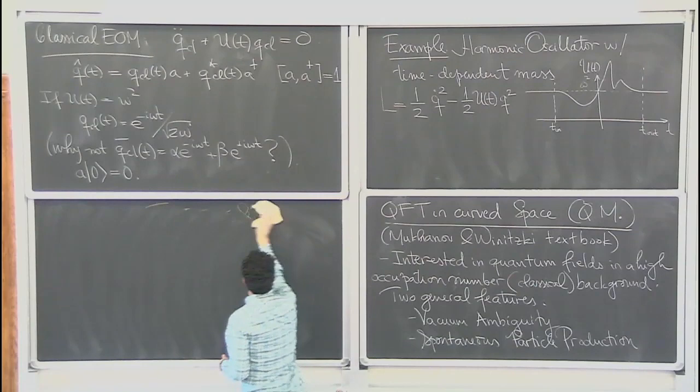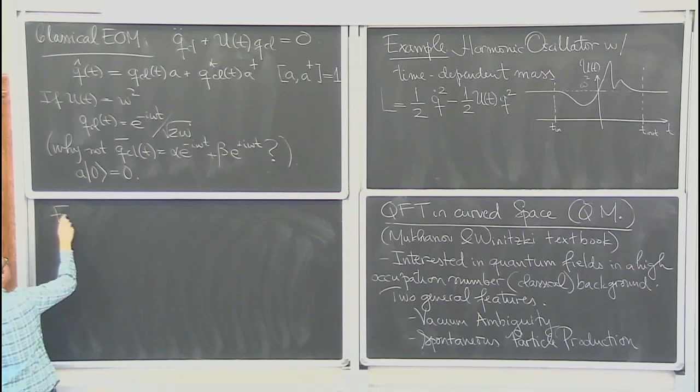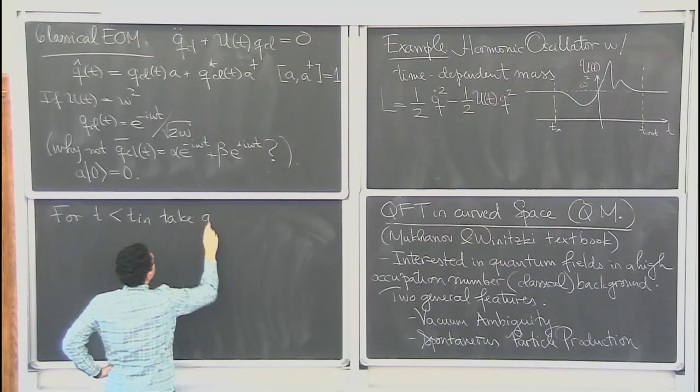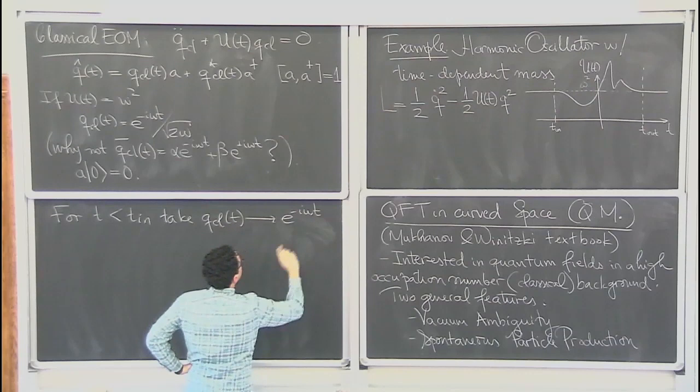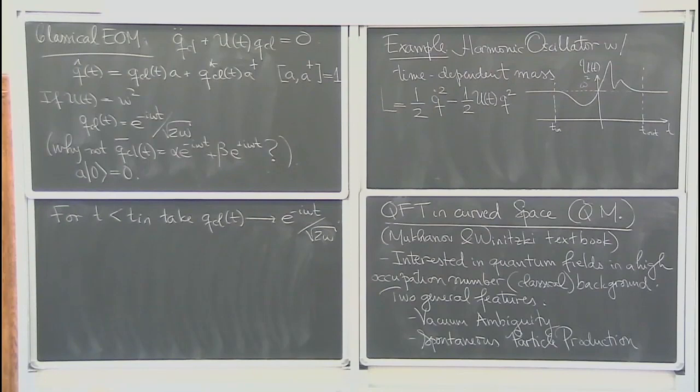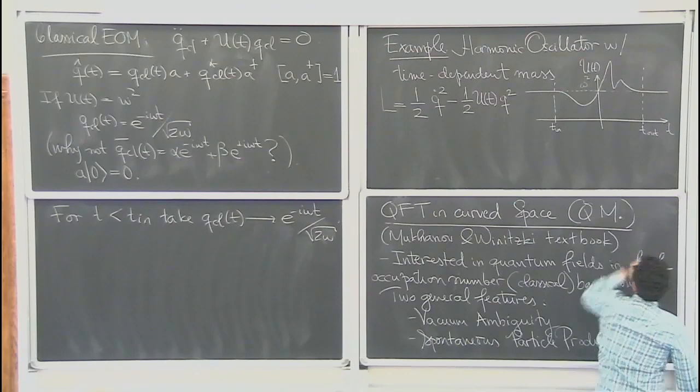So easy. Okay? So for t less than t in, take q classical e to the minus i omega t over root 2 omega. Okay, great. But now you're a contrarian. You say, well, but again, for t greater than t out, I can say the same thing.